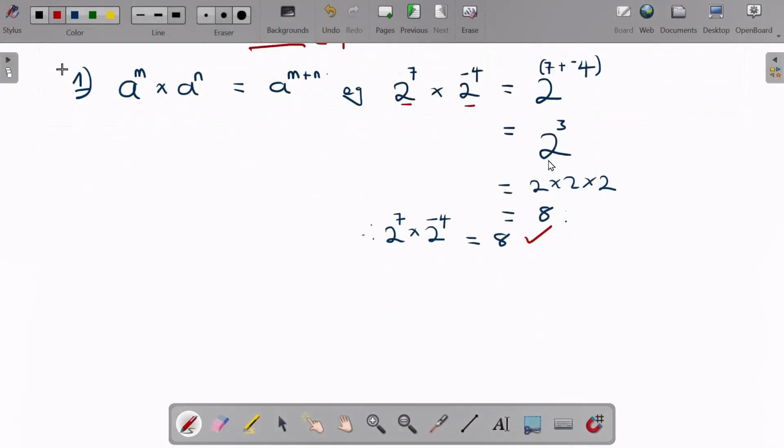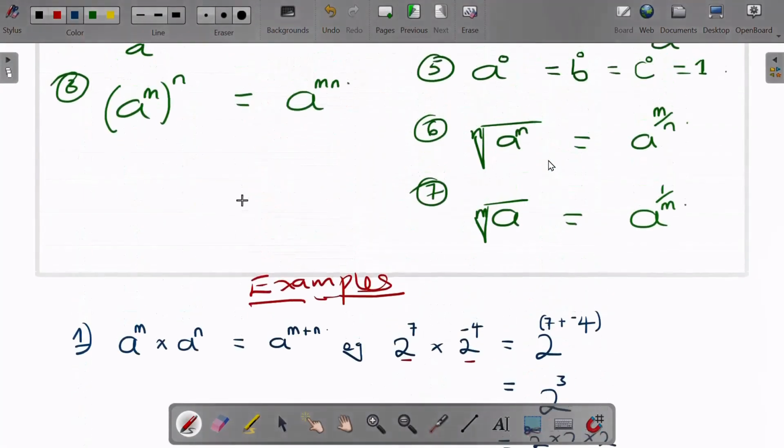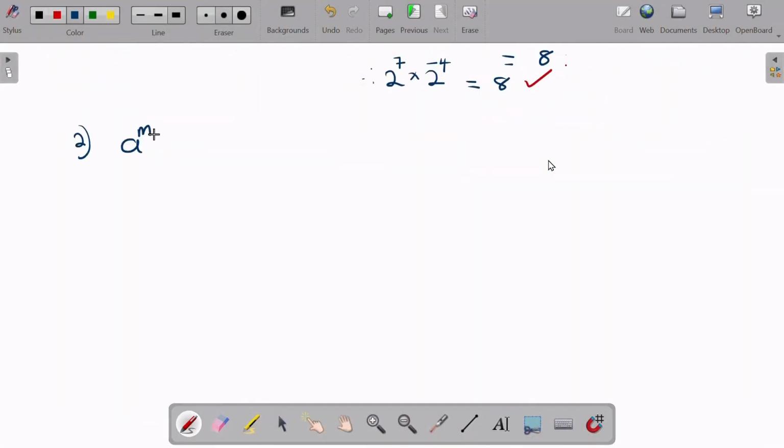Then you can have number 2, which follows rule number 2. Rule number 2 says if you have a raised to power m divided by a raised to power n, it is the same as, since the bases are the same, just write the base once and then have m minus n. Since it's division, we subtract the powers. For example, we can have 2 power 8 divided by 2 power 5.